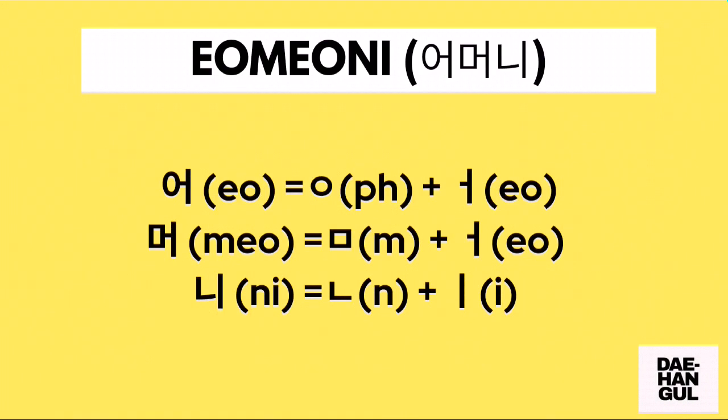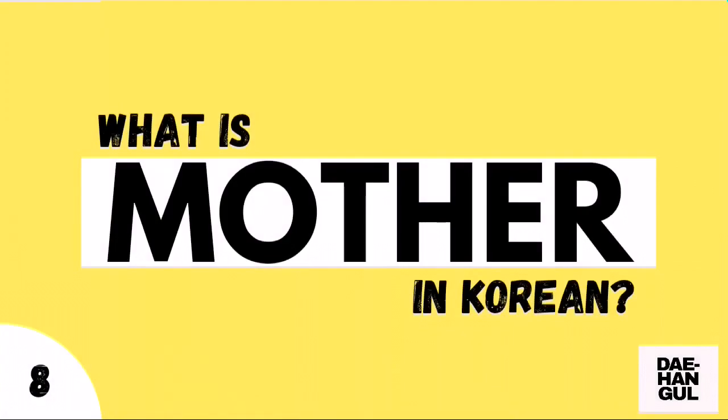Let's start with the first syllable. First, we need to draw an iyon character followed by the a character. For the second syllable mo, we need to draw first a miyam character followed by the a character. For the last syllable ni, we need to draw first a nian character followed by the e character. And then we just have to combine all three syllables to form the Hangul of the word 어머니. And now you already know what is mother in Korean.